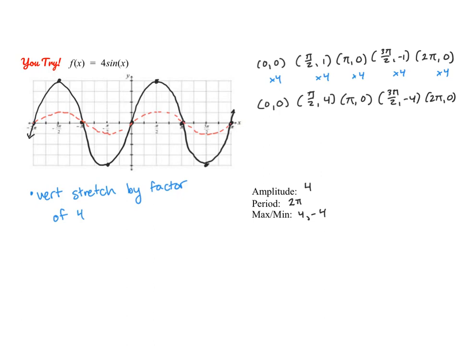So our amplitude, again, the distance from the midline up or down is 4, which matches that a value. The period is still 2 pi. And the maximum value is 4, and the minimum value is -4.